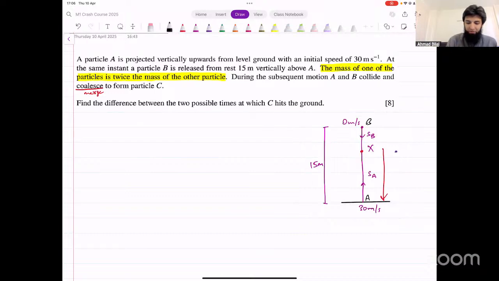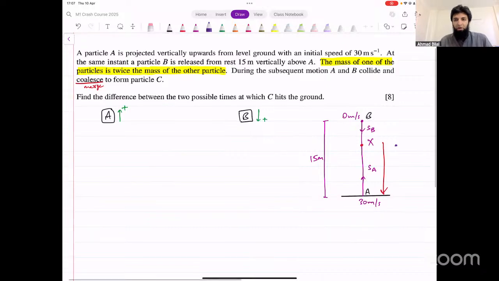So the first part of the journey is when you have A moving upwards and B moving downwards. So that's where kinematics concepts have to be used, right? There's no collision for now. A is moving upwards, so we can take the upwards direction for A as positive. B is moving downwards, so we can take the downwards direction for B as positive. What do we know about both particles? For A, what's the initial velocity? For A, the initial velocity is 30 meters per second. We say u = 30.